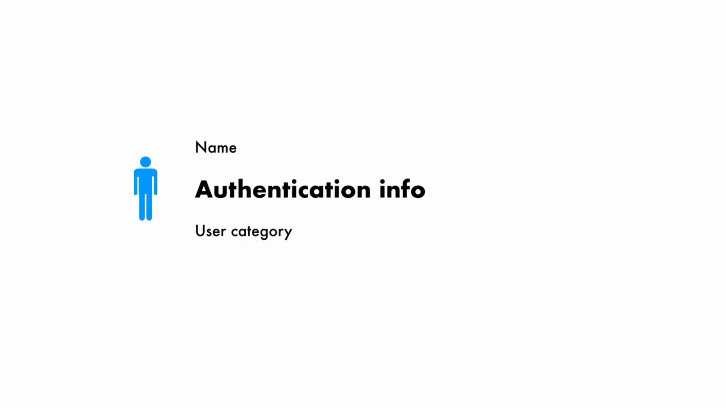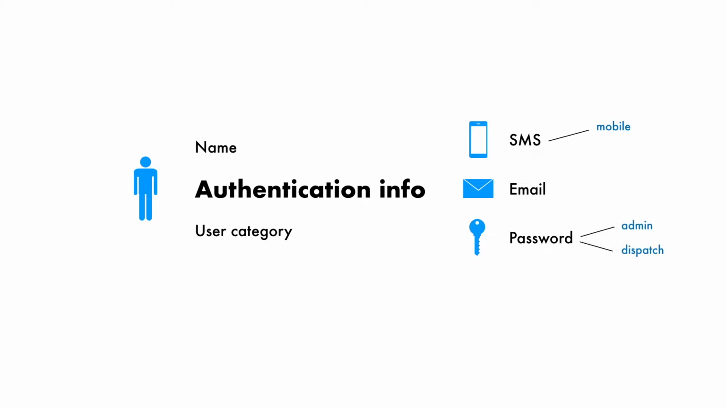Users can authenticate in three different ways: by SMS, email, or password. For mobile users, the recommended way is to use SMS, since it is the most secure and fastest way to get up and running. For admin and dispatcher users, the recommended authentication method is password.